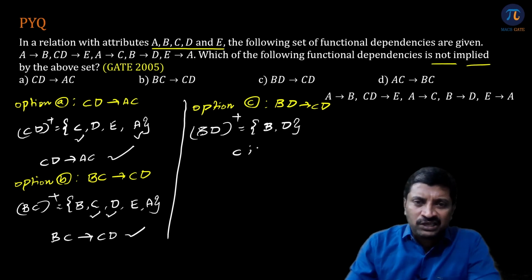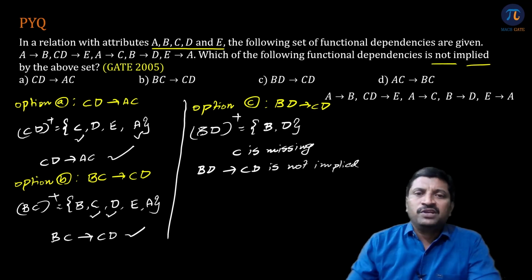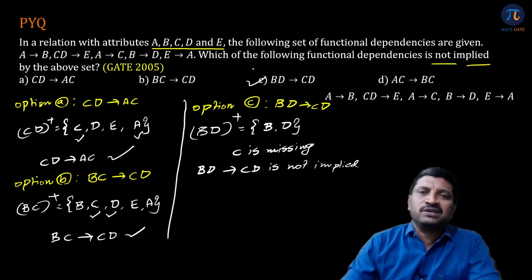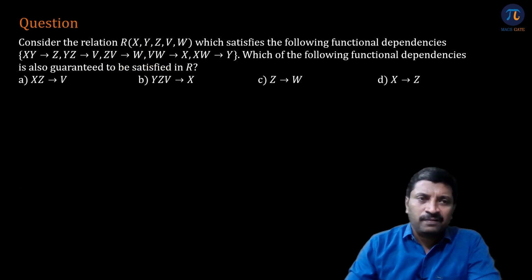So here C is missing, sir. C is missing. So this functional dependency is not valid or not implied. So this is our correct answer. Is that clear, sir? The next one.